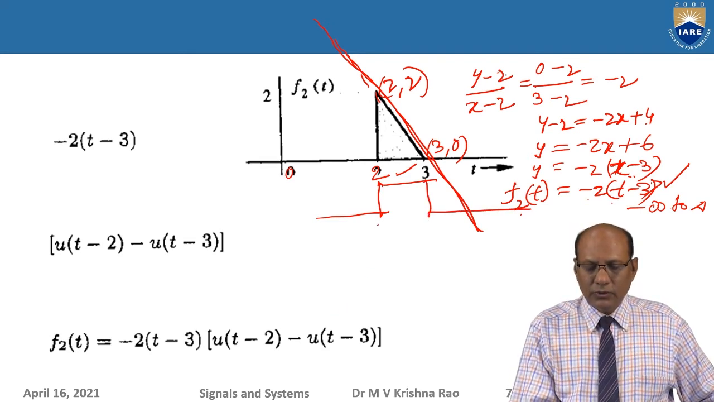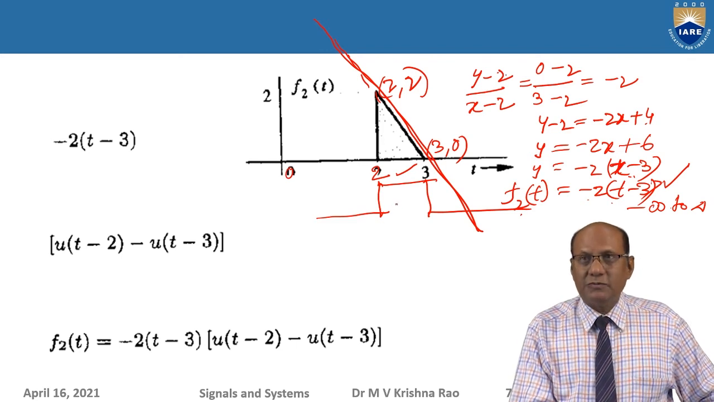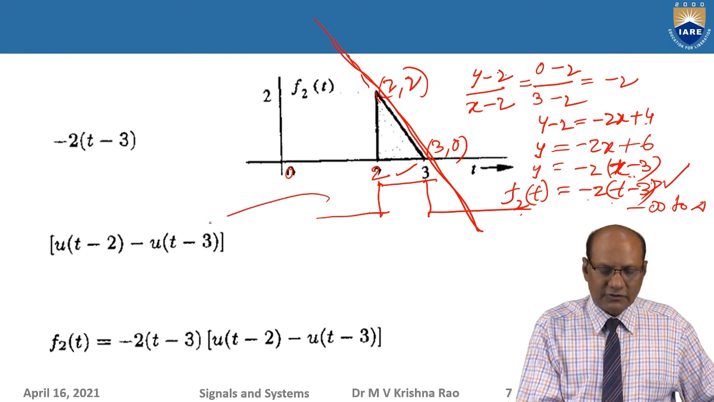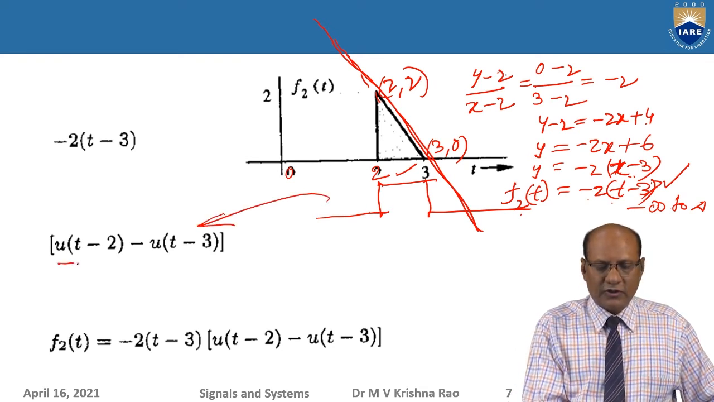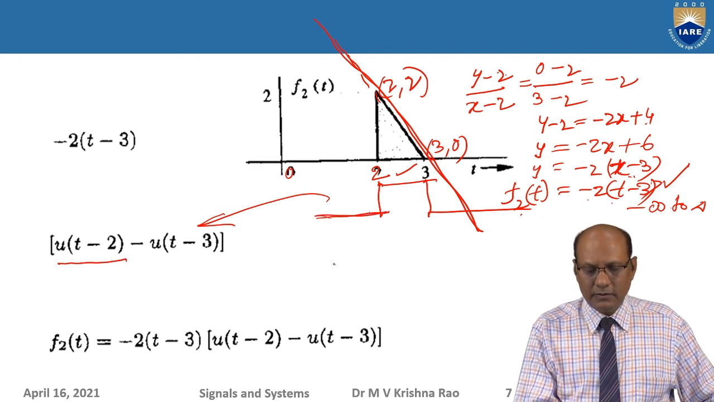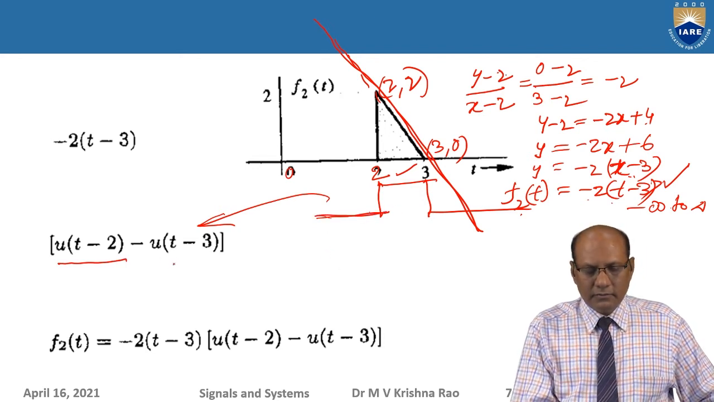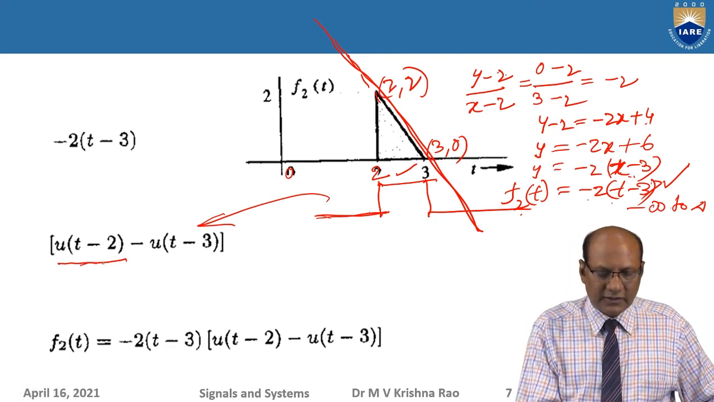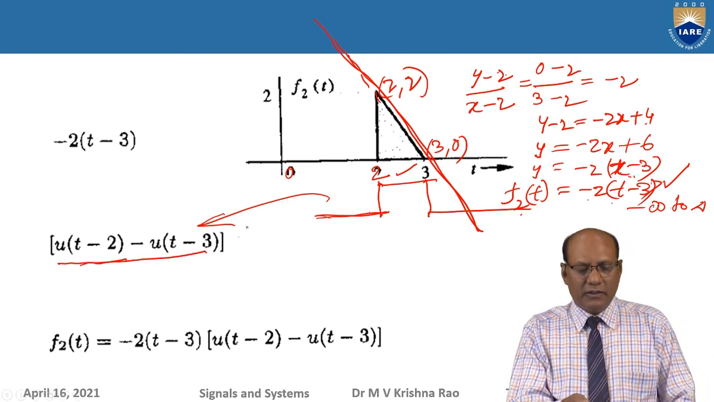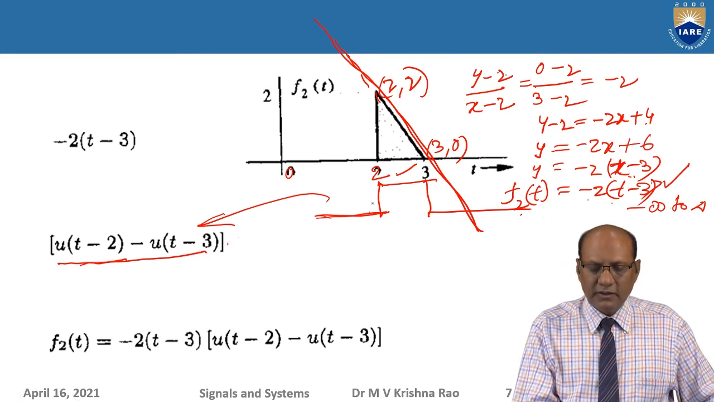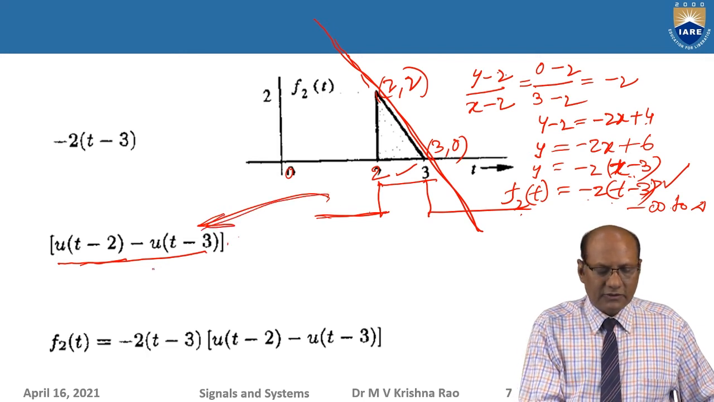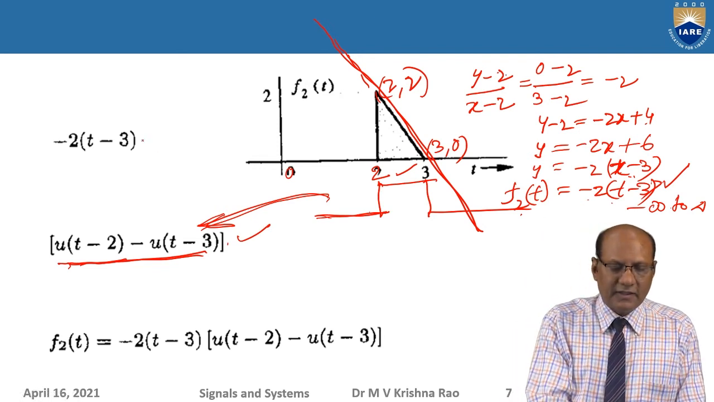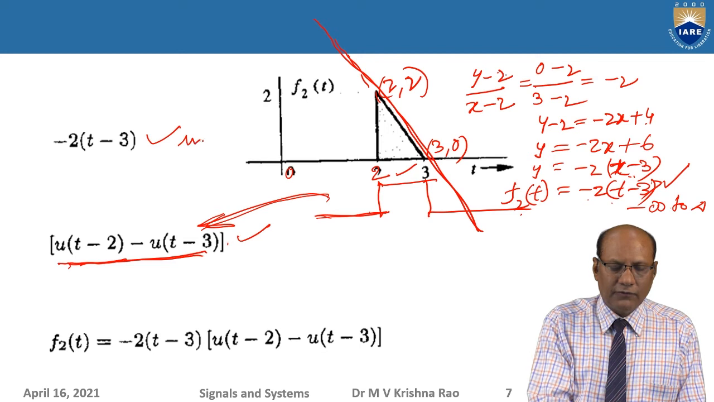To generate this pulse, I have to use two step functions. So how is this pulse represented? It is the unit step function delayed by 2, minus the unit step function delayed by 3. If I take this expression, which I am not going to repeat again, this is nothing but this pulse. The pulse is represented by this summation of two unit step functions. And this is the infinite length straight line.